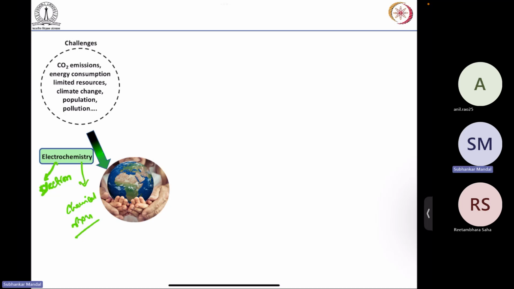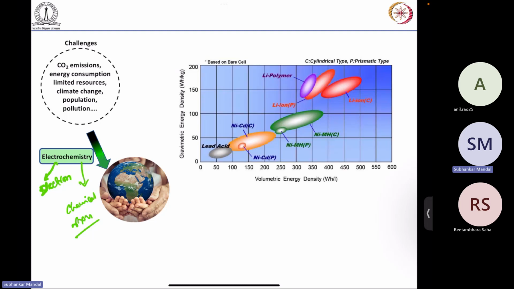So you can take the help of electrochemistry technology to store the energy. When we talk about storing energy, there are different types of storing systems. One of the technologies is the battery. We have discussed different types of battery, like lead acid battery, nickel cadmium battery, lithium ion battery, and nickel metal hydride battery.